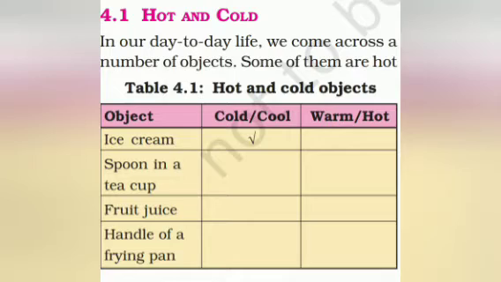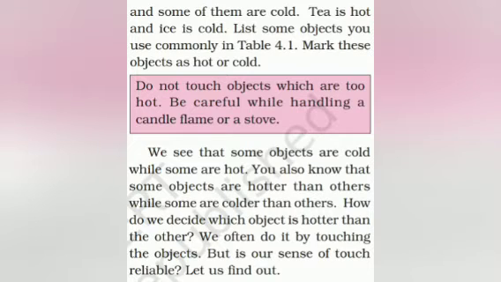Spoon in the teacup, fruit juice, handle of a frying pan. According to the temperature, even without touching we can guess which are hot and which are cold. Tea is hot and ice is cold. Some objects you use commonly are in table 4.1. Mark each object as hot or cold. आप खुद अपने मन से कुछ अलग अलग चीज़ें लिख सकते हो और उसके सामने वो hot है या cold, accordingly you tick mark.